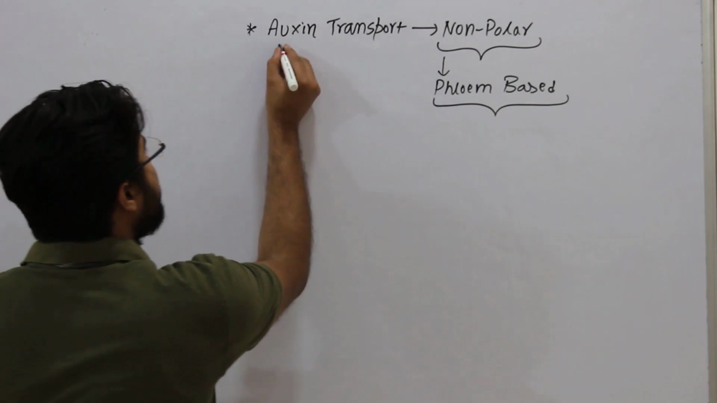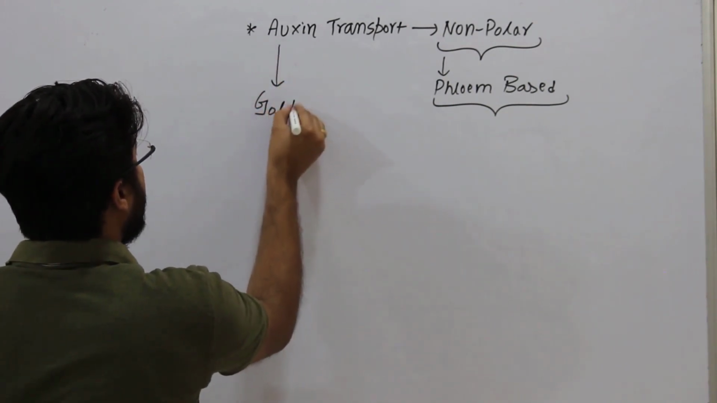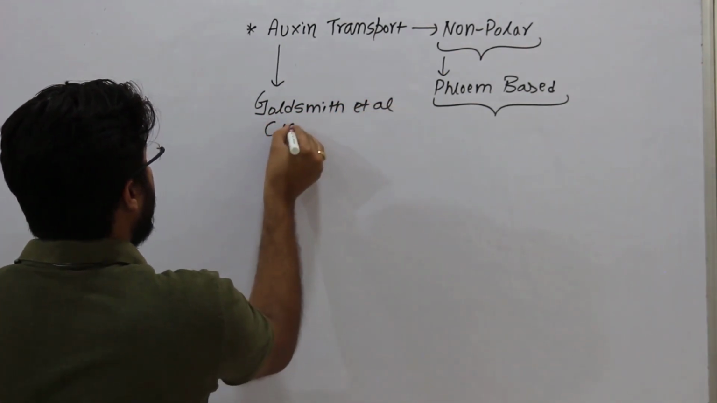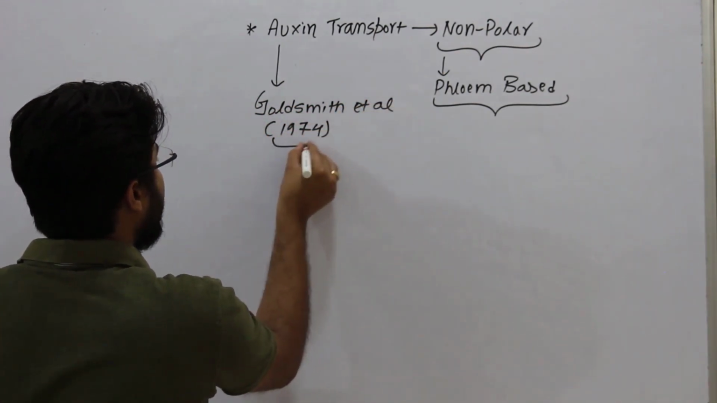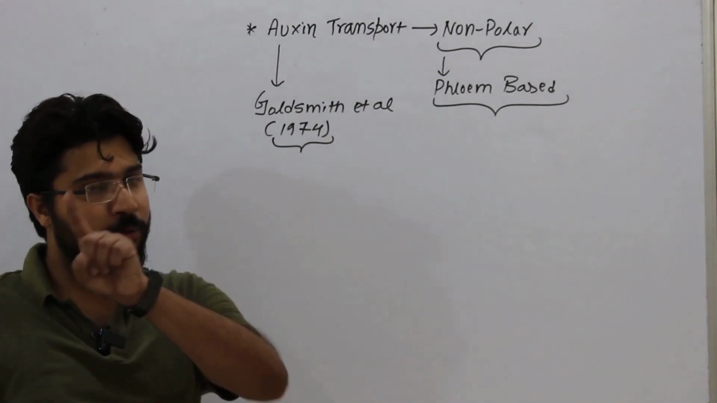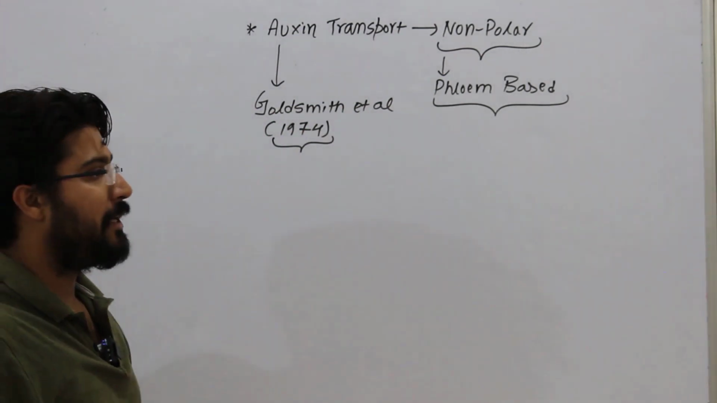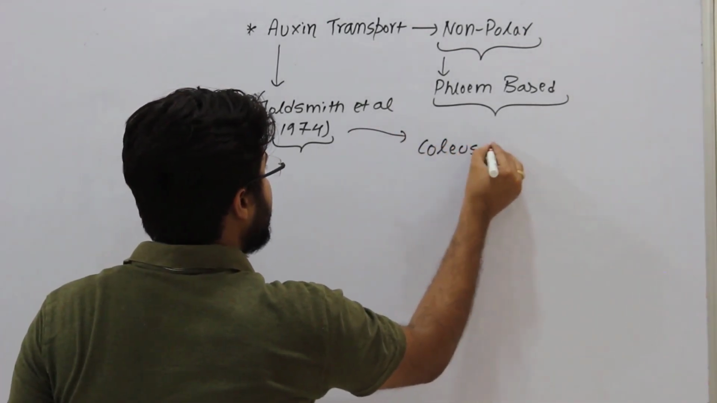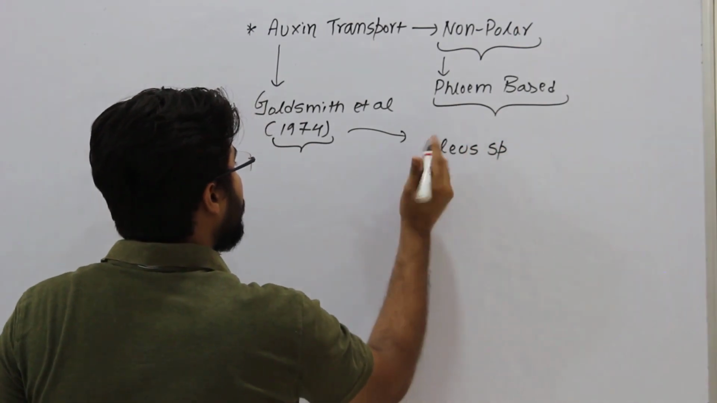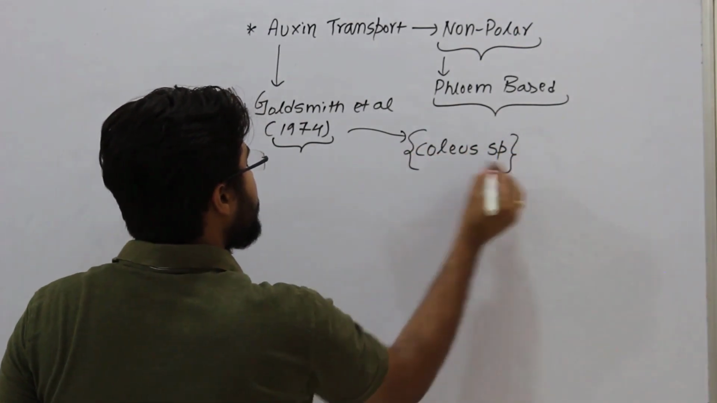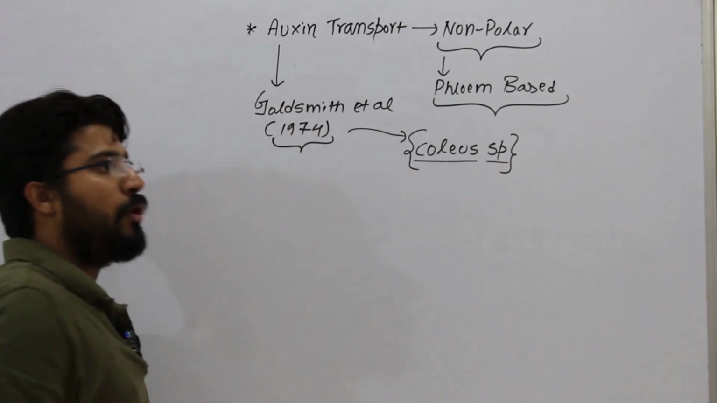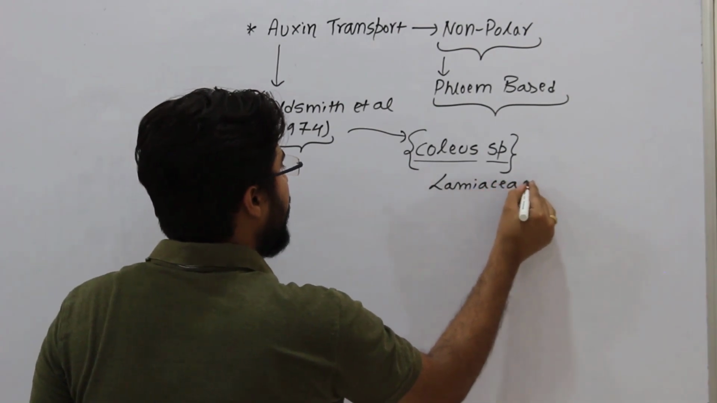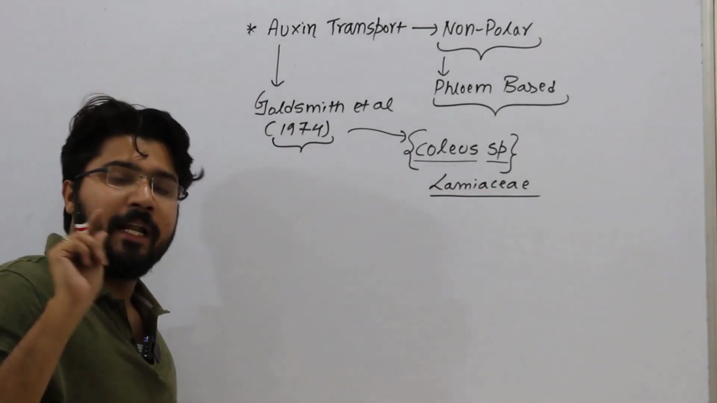The study I am citing here was by Goldsmith et al., a paper published somewhere in 1974. Even if you search on Google, this is the only one piece of evidence that we have. Goldsmith et al. 1974 was working on a plant system called Coleus species, C-O-L-E-U-S. Coleus is a member of the Lamiaceae family.